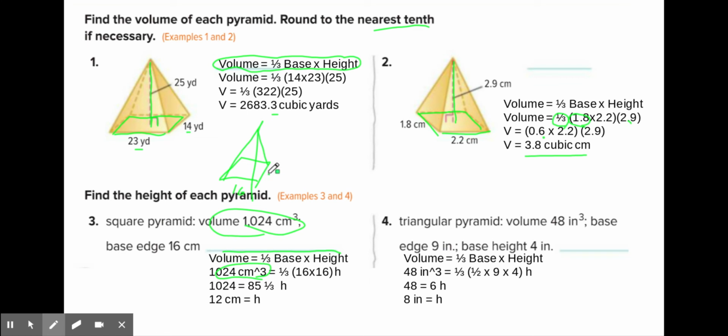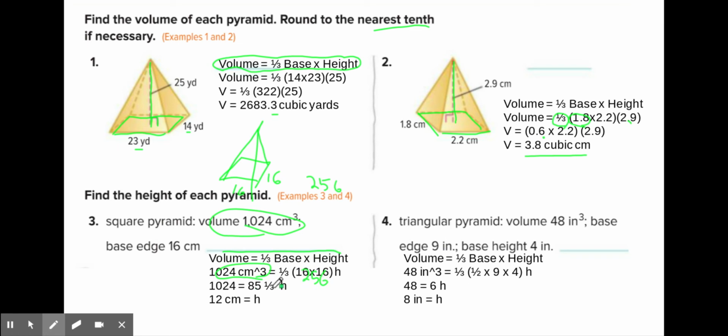well, then this other edge is 16. And so you're going to multiply the two of them together. And so 16 times 16, I think I said it was 256. And so you get your 256 here, 2, 5, 6 when you multiply them together. Divide that by 3. You get 85 1/3.